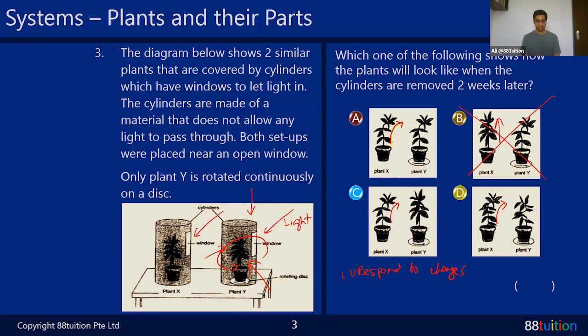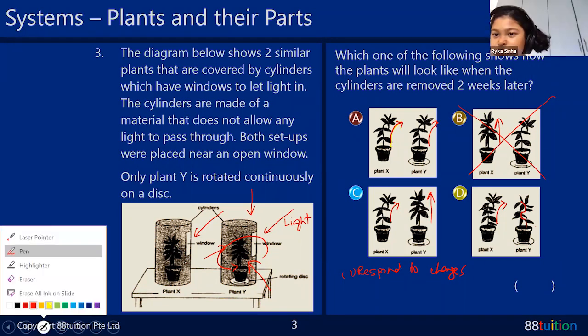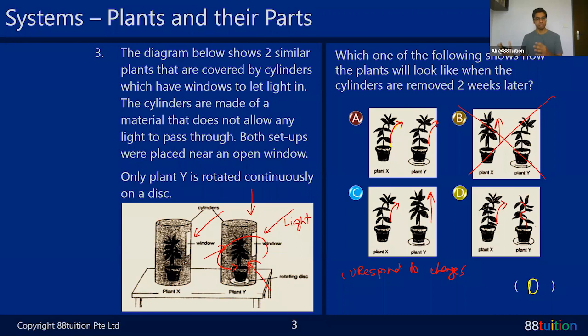Whereas for Y, it has to grow to the right when the light comes from the right. It has to grow to the left when the light comes from the left. Forward when the light comes from forward. So it has to go a bit crooked. So this one, A or B. This one, turn towards the right or so. This one, straight. Can you see a bit of left and right? So answer here should be D, because it's continuously having light from different sides. So it's going to turn, and end up going a little bit of waves.